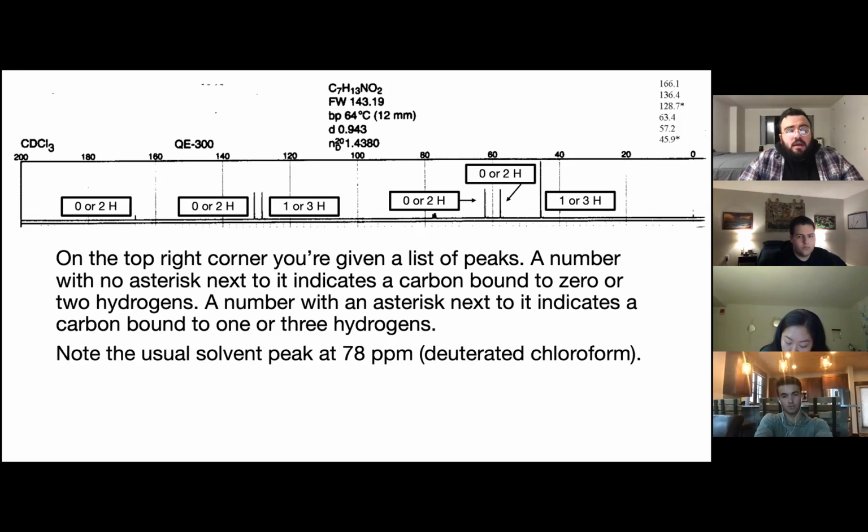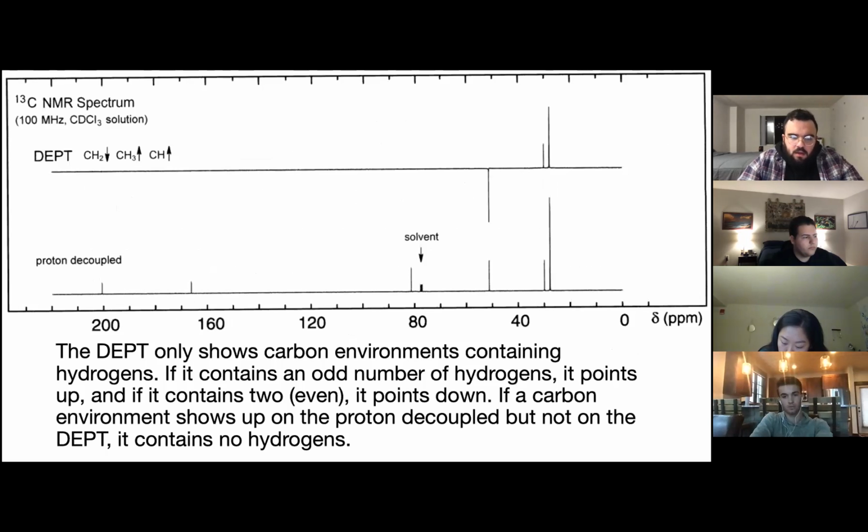Okay. Again, this is the simplest type that you can get. It gives you probably the least amount of information, but the other two will be maybe a little more useful for you. This next one is called the DEPT. Okay, and this one only shows carbon. So the DEPT, which is the one up here, only shows carbon environments containing hydrogens, right?